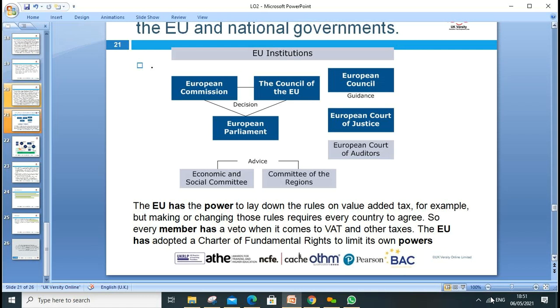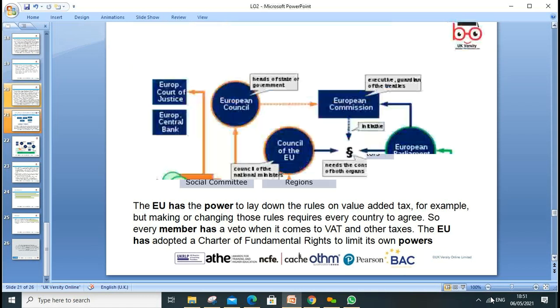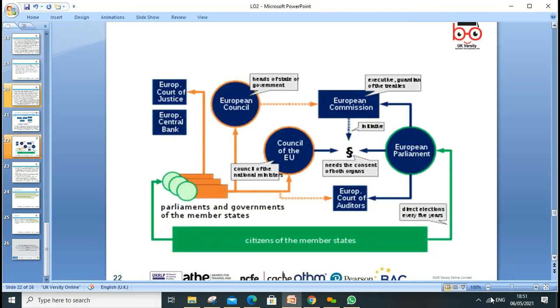So the EU has the power to lay down the rules on value added tax, which we call VAT here, between the member states. For example, to make changes, those rules require every country to agree. So every member has a veto when it comes to VAT and other taxes. The EU has adopted the Charter of Fundamental Rights to limit its own power.